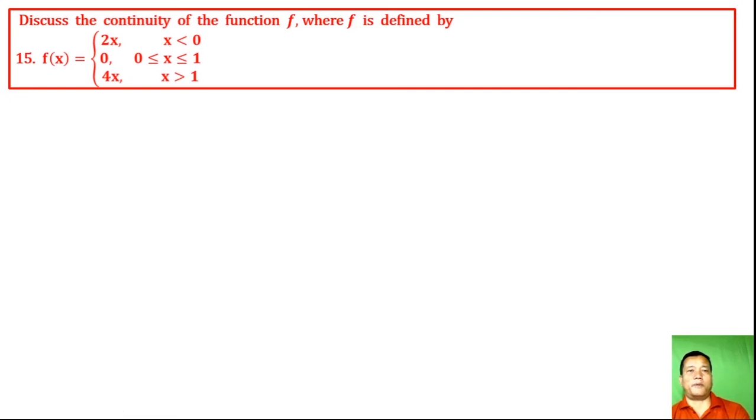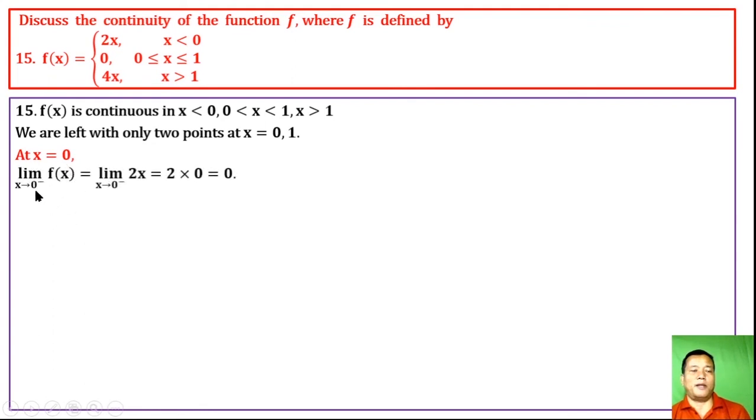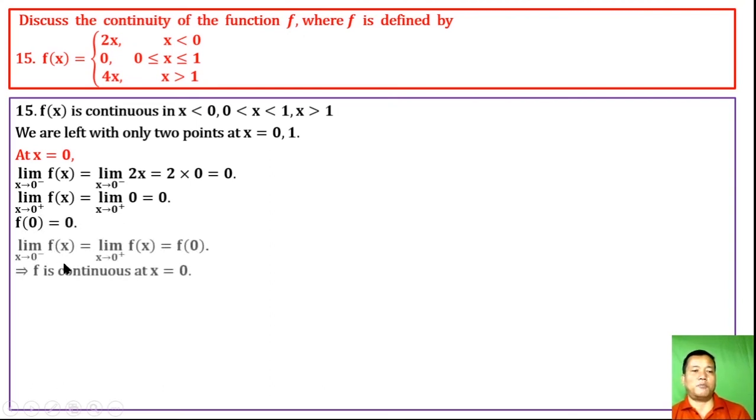Discuss the continuity of the function f where f is defined by f of x. f is continuous in x less than 0, x lying between 0 and 1, and x greater than 1. We are left with only 2 points, x equal to 0 and 1, to test. At x equal to 0, the left hand limit at 0 is 0, the right hand limit at 0 is also 0, and the function value at 0 is also 0. Since they are equal, f is continuous at 0.